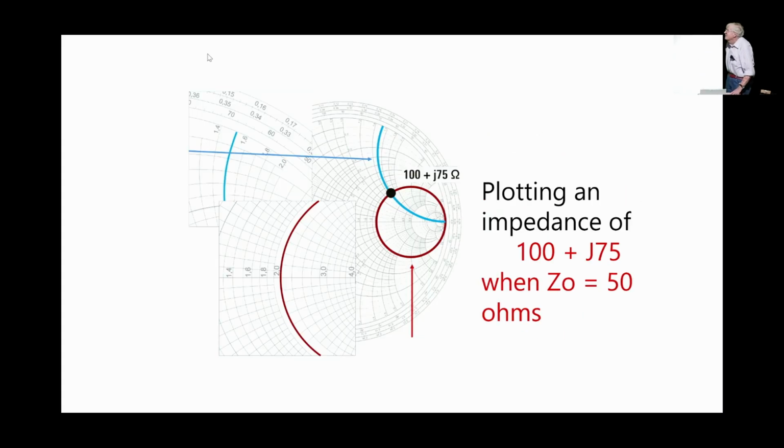So there's a plot. We're plotting 100 plus J75 using a transmission line of 50 ohms, and you can see the arc that represents the reactance that we're talking about, which is the 75 divided by 50, by the way, and then that circle, which is 100 divided by 50, which is the 2 circle, if you like, and the junction of those two is where the impedance is plotted. So that's okay.